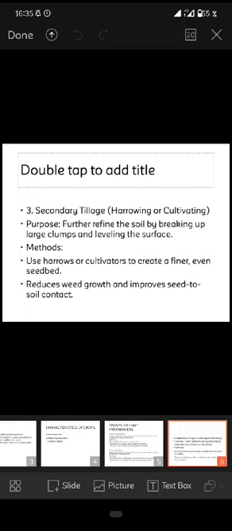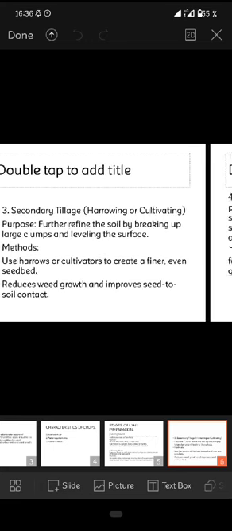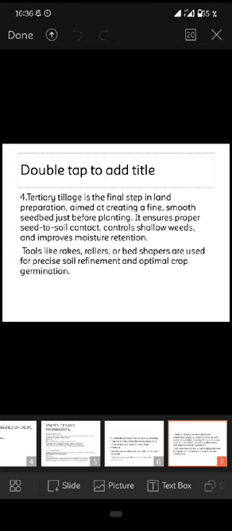We have talked of one factor, that is the growth characteristics based on roots. If the crop has shallow roots, it requires finer preparations. If the roots are deeper, it requires deeper land preparation or deeper penetration. Methods used are harrows or cultivators to create a finer, even seedbed, reduce weed growth, and improve seed-soil contact. Those are the three vital stages.